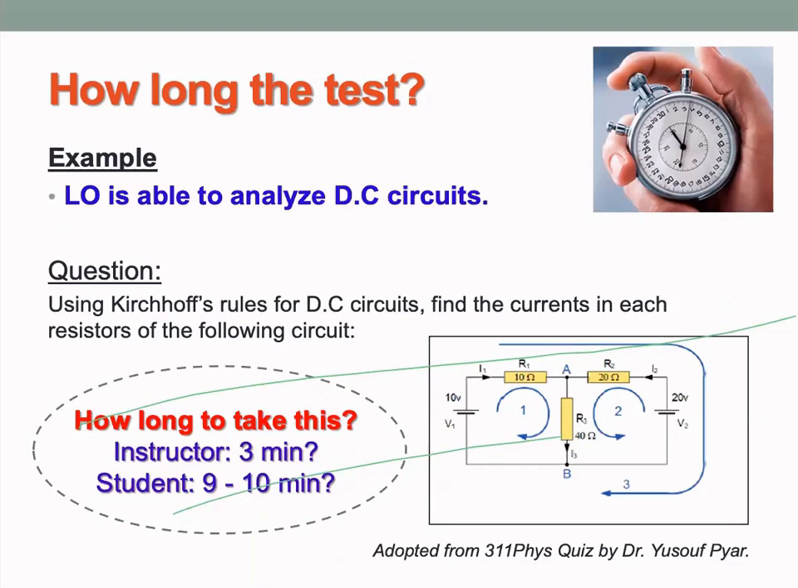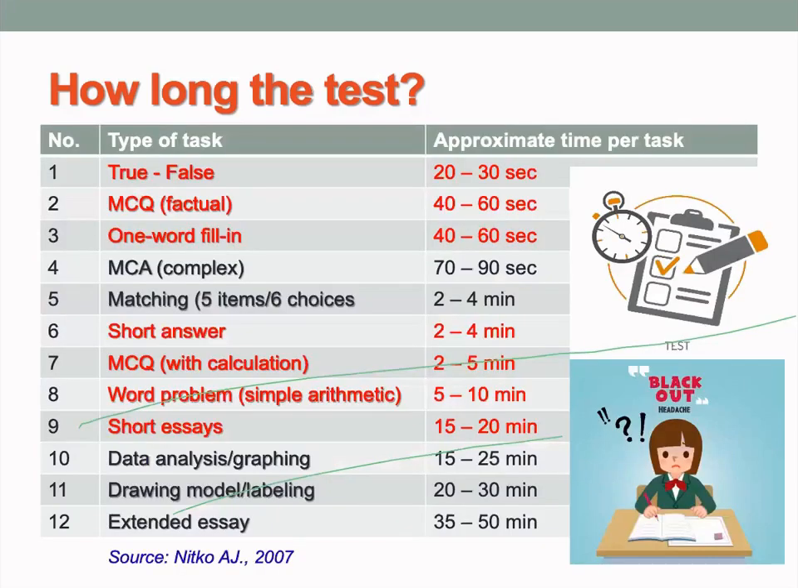Maybe the instructor has to try first. If you as an instructor spend 3 minutes to complete this, for example, it means we have to allow students 9 to 10 minutes. So we have to give the student 9 to 10 minutes. It's a triple of our time. So this is the guide to determine the duration of the test.